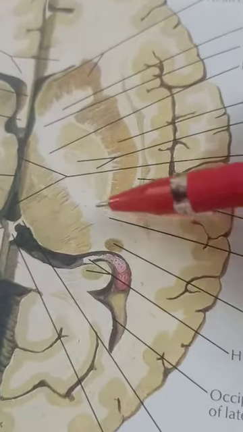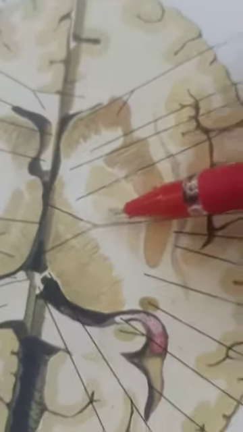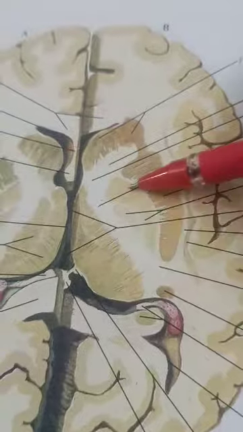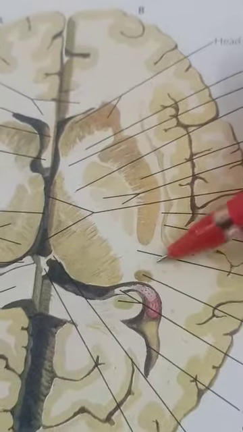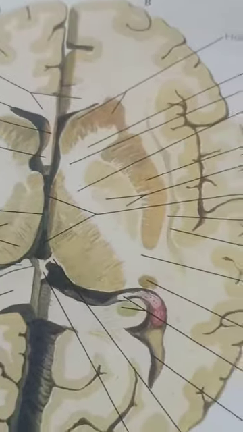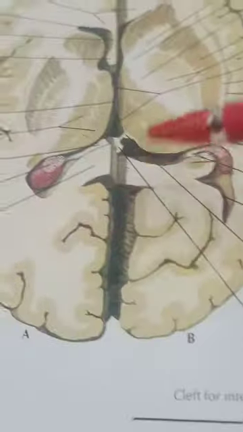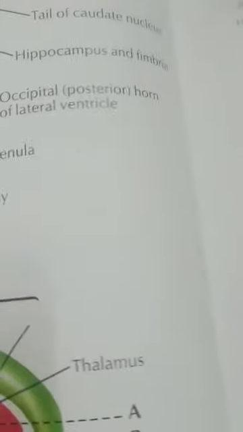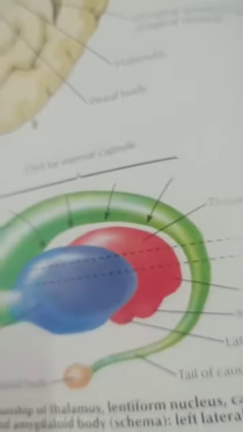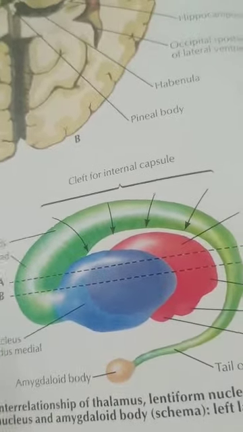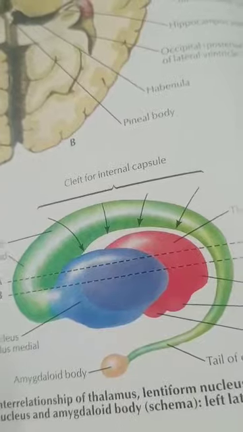Inside the white matter we can also see some aggregation of cell bodies, known as the basal ganglia. Here we can see this aggregation of cell bodies deep to the white matter. So that is the basal ganglia. The basal ganglia comprises three parts: corpus striatum, amygdaloid body, and claustrum. So these are the parts of the basal ganglia: corpus striatum, amygdaloid body, and claustrum.